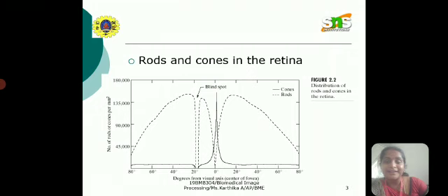And it shows the rods and cones in the retina. It is responsible for visual perception. Here, this part between cone and rod is called the blind spot, at some degrees from the visual axis, the center of the fovea. There is no vision in the blind spot. The distribution of rods and cones in the retina is visualized here.